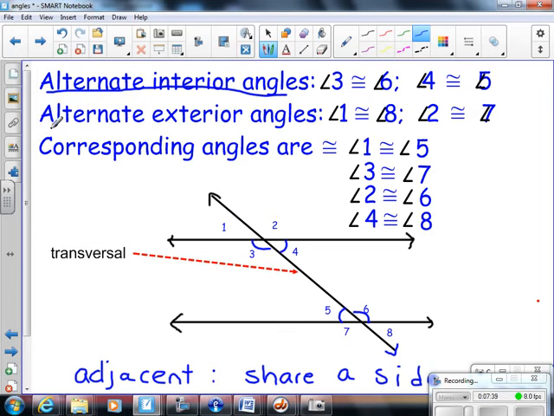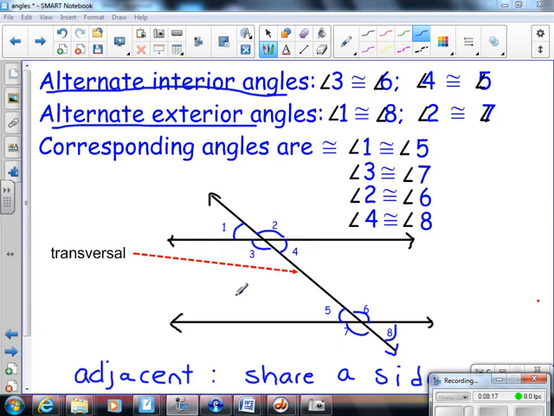Then the next term is alternate exterior angles, which lie on the outside of the parallel lines. So which one's going to be the alternate exterior angle to angle 1, do you think? Yes, good. It's going to be 8. See how they're both acute? They're going to be the same measure. And which one is congruent with angle 2? You got it. Angle 7. And we already talked about the corresponding angles: 1 and 5, 3 and 7, 2 and 6, 4 and 8. And you can write those down.